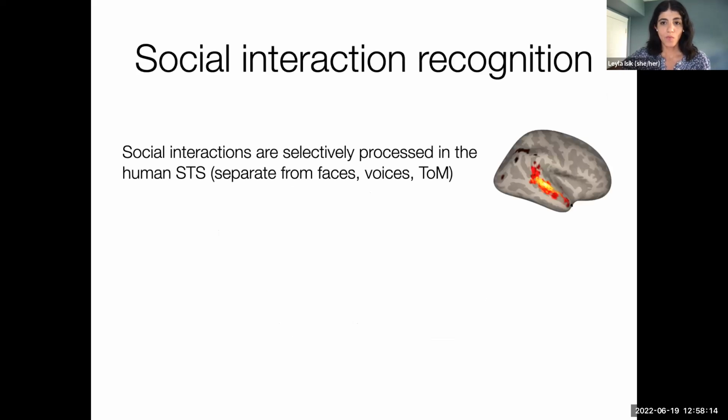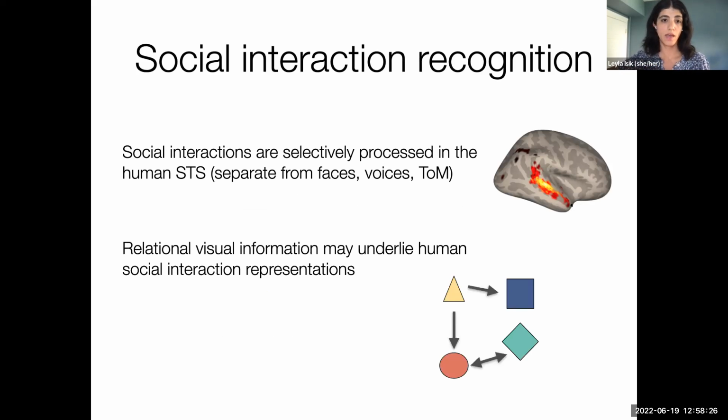So just to summarize, we found that social interactions are selectively processed in the human brain, in the human STS, separately from all sorts of other visual and social information like faces, voices, theory of mind. And that we think relational and visual information in particular may underlie human social interaction representations. And these visual computations are what allow us to so quickly and effortlessly recognize social interactions.